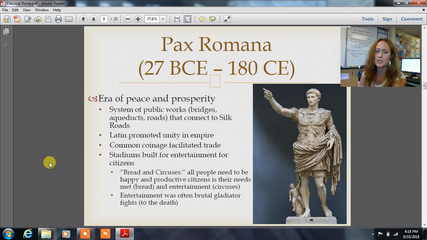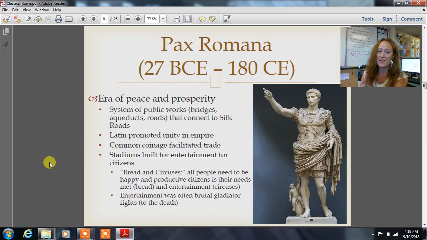They're also going to patrol silk trade routes, so that helps promote trade. If traders know they're less likely to be robbed or attacked while trying to travel and conduct their economic practices, they're more likely to trade. So that's going to help promote the economy. Latin was promoted as the common language to unify the empire. They are going to establish common coinage to help facilitate trade, so standardizing coinage.